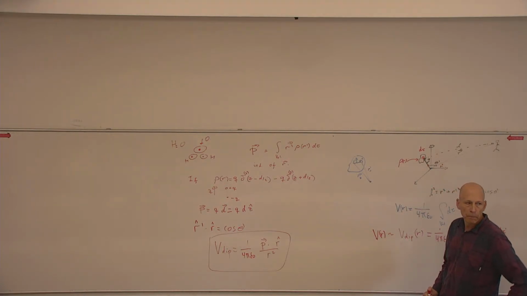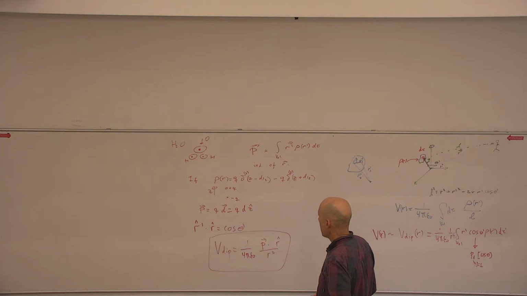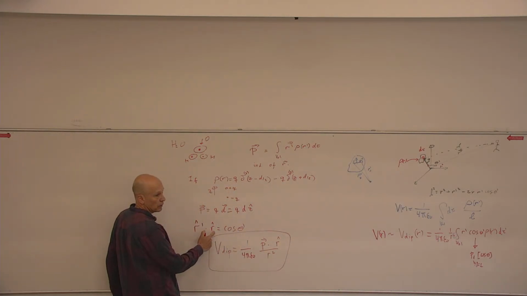Did you miss R prime? Sorry? R prime hat on the cosine theta. R prime. So there's R prime multiplied by R, but hat.